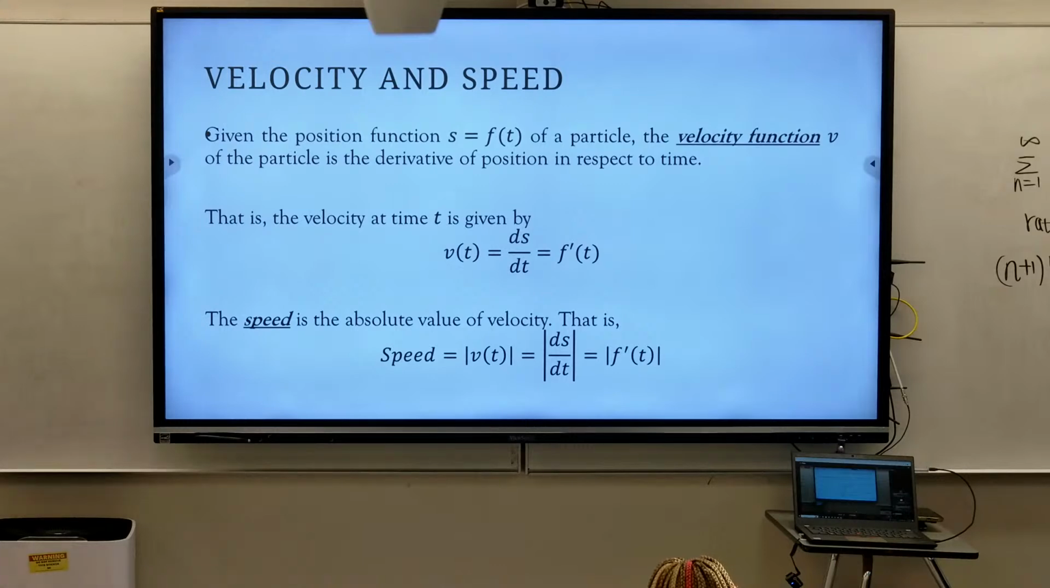Whenever you're looking at the dashboard of your car, those numbers that you see, the miles per hour, that refers to speed. Because you're not going to see on your car that you're going negative 20 miles per hour. You're just going to see that you're going 20 miles per hour, for example.